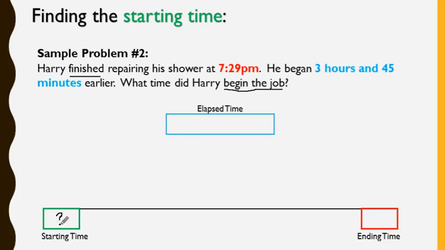So we know that he finished his repair job at 7:29. We don't know what time he started, but we do know that he began 3 hours and 45 minutes earlier. So that is how long it took him. 3 hours. Can you guess how many mountains we're going to be creating? And 45 minutes. That's how long it took him. Now this time we're going to start down here at the ending time, and we're going to go backwards on our timeline all the way to the starting time.